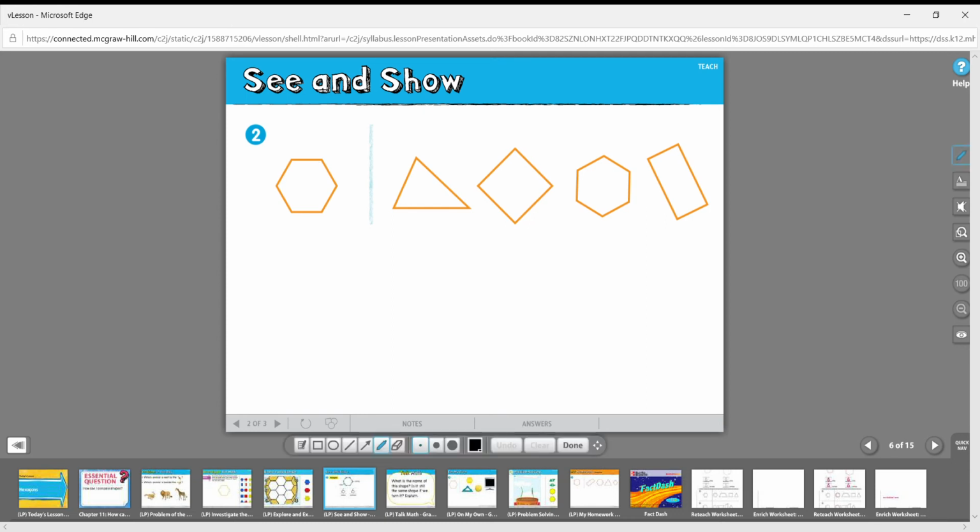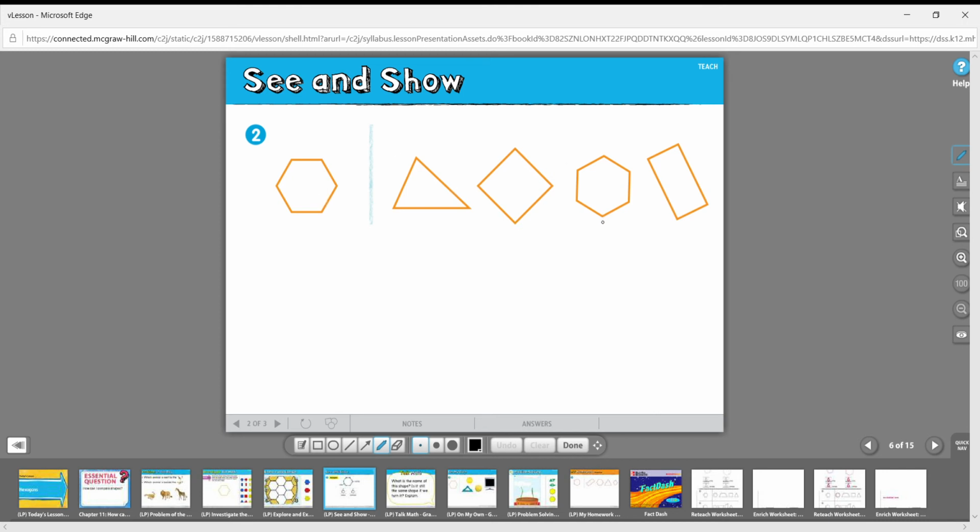So let's look at them. A hexagon has 6 sides and 6 vertices. Is this the same shape? What shape is this? It's a triangle. It has 1, 2, 3 sides. Not the same. What about this shape? What's that? It's a square, just turned kind of on its corner. 1, 2, 3, 4 equal sides. 1, 2, 3, 4 vertices. Not the same as the hexagon.